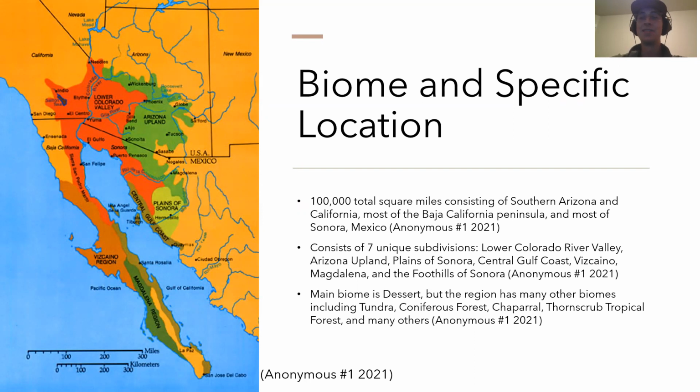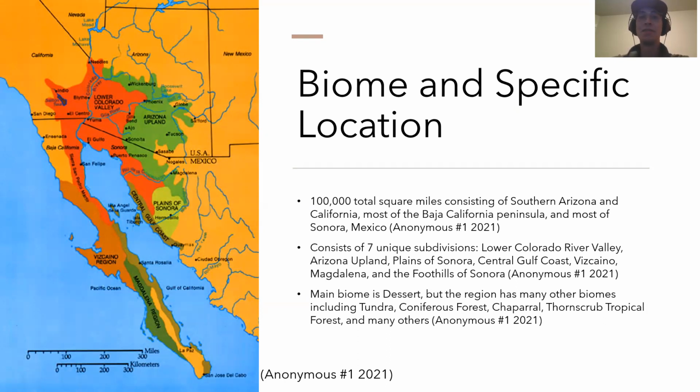It consists of 7 unique subdivisions, which are the Lower Colorado River Valley. Then there's the Arizona Upland, which there's a little bit of dispute now whether it should actually be considered part of the desert, as it has more of the traits of a thorn scrub instead. But as of right now, it's still defined as part of the Sonoran Desert.